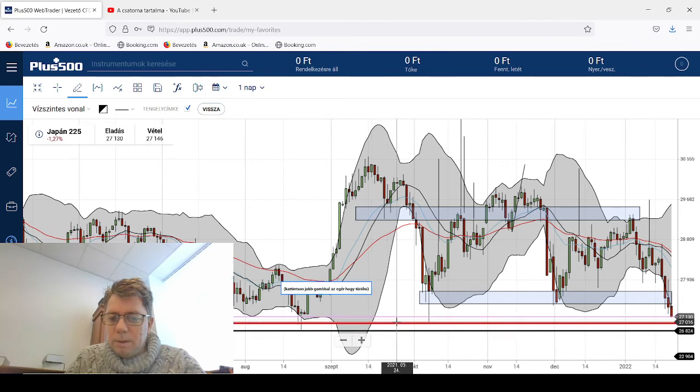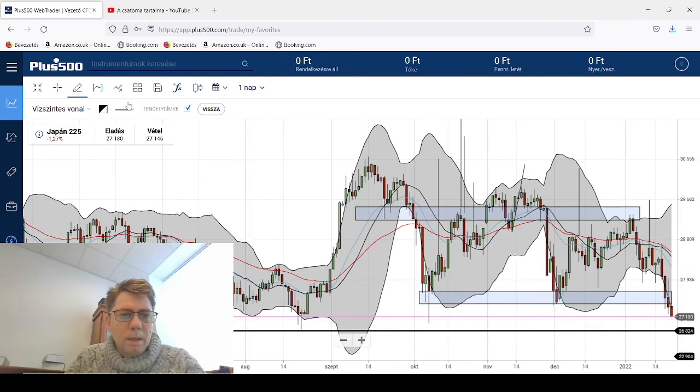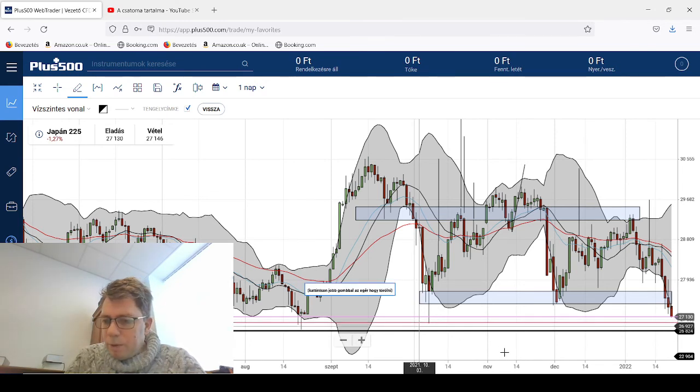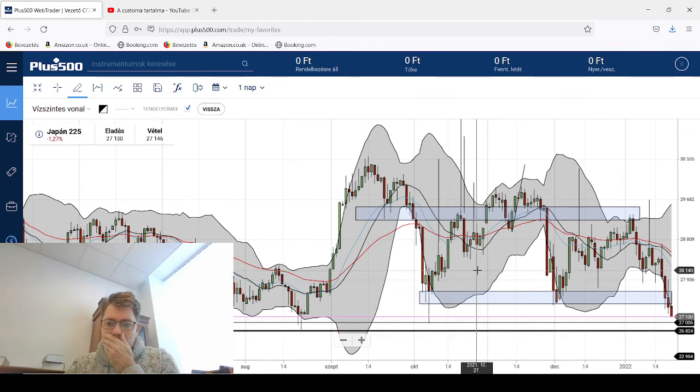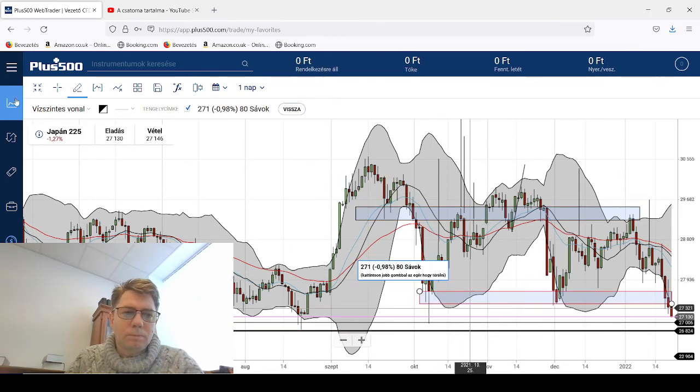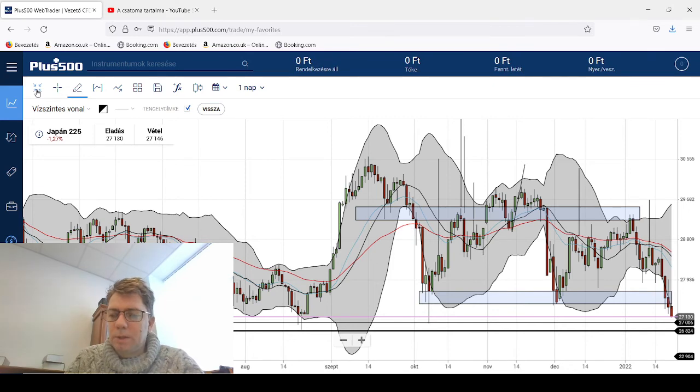Oh, that's a big one. This is not a strong support, so I'm just trying to draw this here, and eventually we could hit 26,824. So yeah, I'm watching these levels.